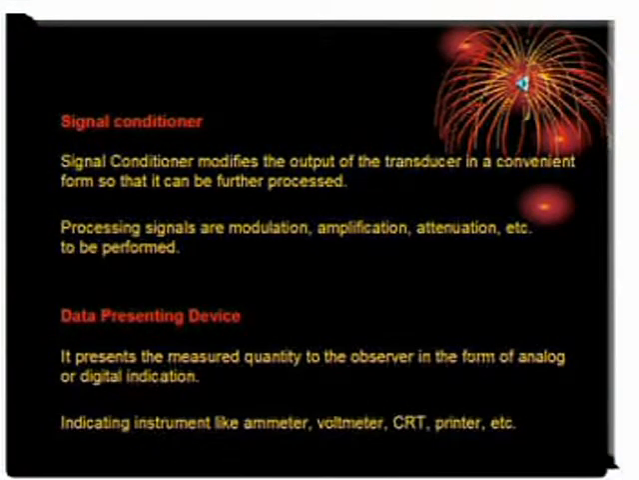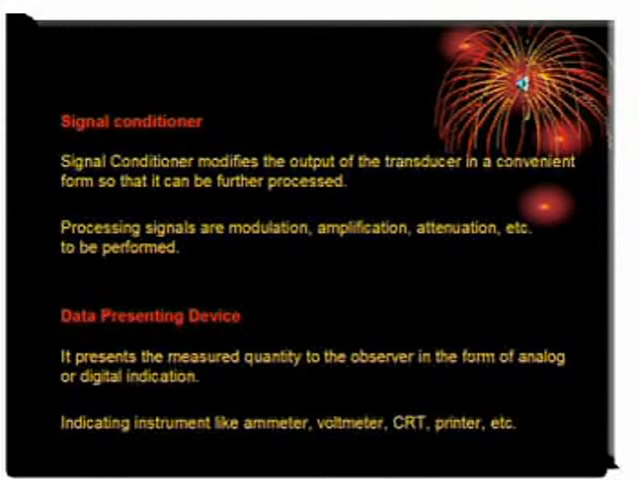The output of the transducer is given to the second block, namely signal conditioner. The output of the transducer is not suitable for direct use, so it is modified into a convenient form for further processing. The processing of the signal may be amplification, attenuation, modulation, demodulation, etc. A signal conditioner performs one or more such functions.